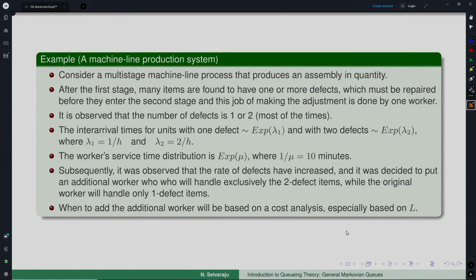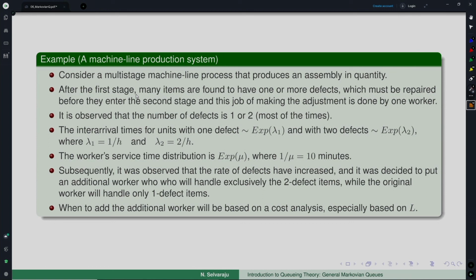Okay. Now, let us take a typical example, which is exactly as presented in the textbook. We are looking at a machine line production system, a process that produces an assembly in quantity, meaning that it is passed on to some other next work to be done on it. It passes through some number of stages. After the first stage, many items are found to have one or more defects, which must be repaired before they enter the second stage, and this job of making adjustments to the defective items is done by currently a single worker, one worker.